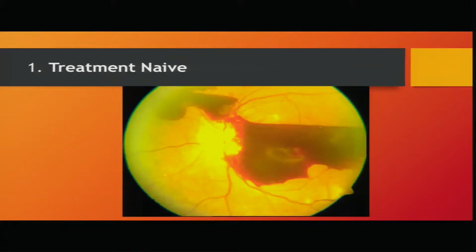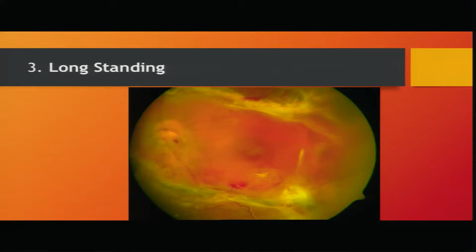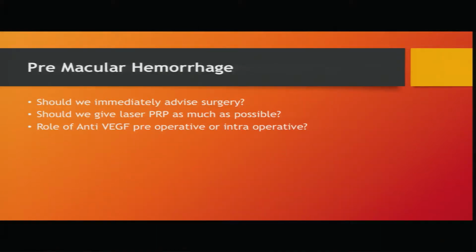We face three groups of patients: treatment-naive patients, post-PRP patients, and long-standing cases with thick premacular hemorrhage. So these are the three things that we come across. So there are some issues. Should we immediately advise surgery in a treatment-naive patient who comes suddenly with this? That is one issue. Should we give laser PRP first and then wait for a month and then do the surgery? Theoretically, this causes more fibrosis after a month.